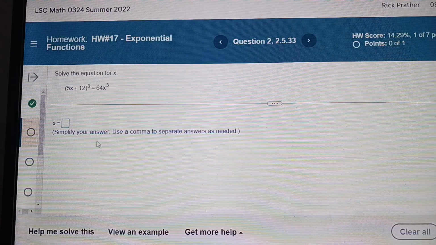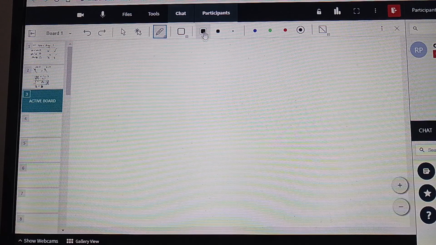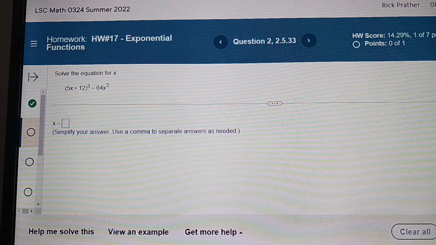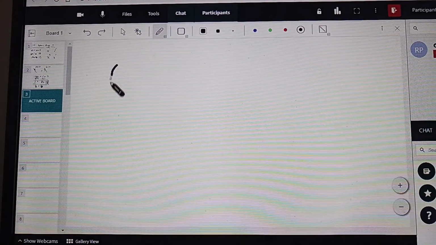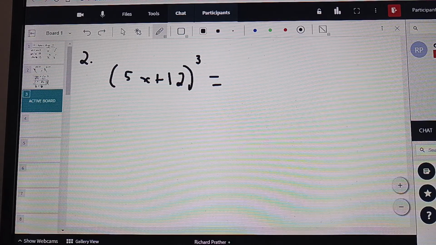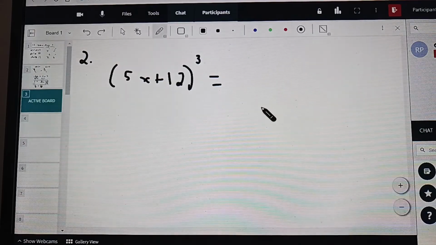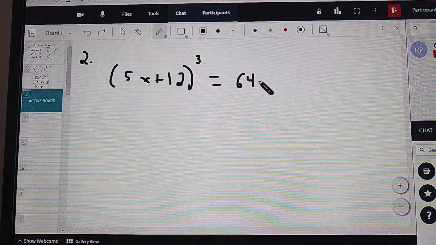Okay, what if the bases are not the same? Okay, I guess here's the opposite case. What if the exponents are the same? Then they would cancel out. So powers can only be equal if their bases and exponents are both equal. So if I have a 5x plus 12 cubed, this is number 2, and then it's equal to another power that's got 64x to the 3rd. I guess the only issue is that 64 is not in there.